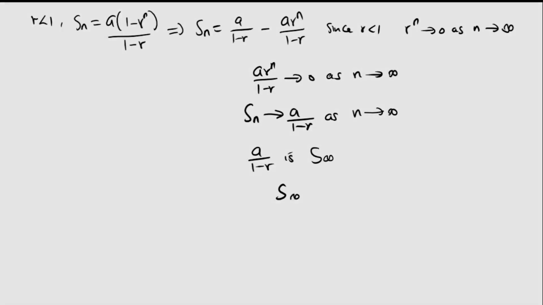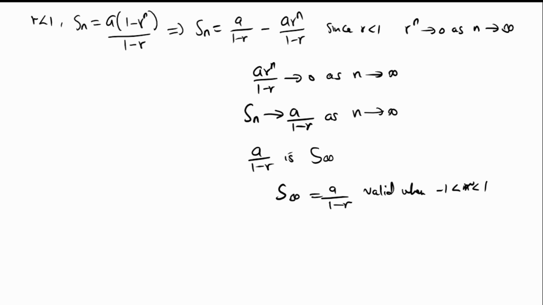So the sum to infinity is now given by this formula a over 1 minus r, which is valid when the value of r ranges between -1 and 1.